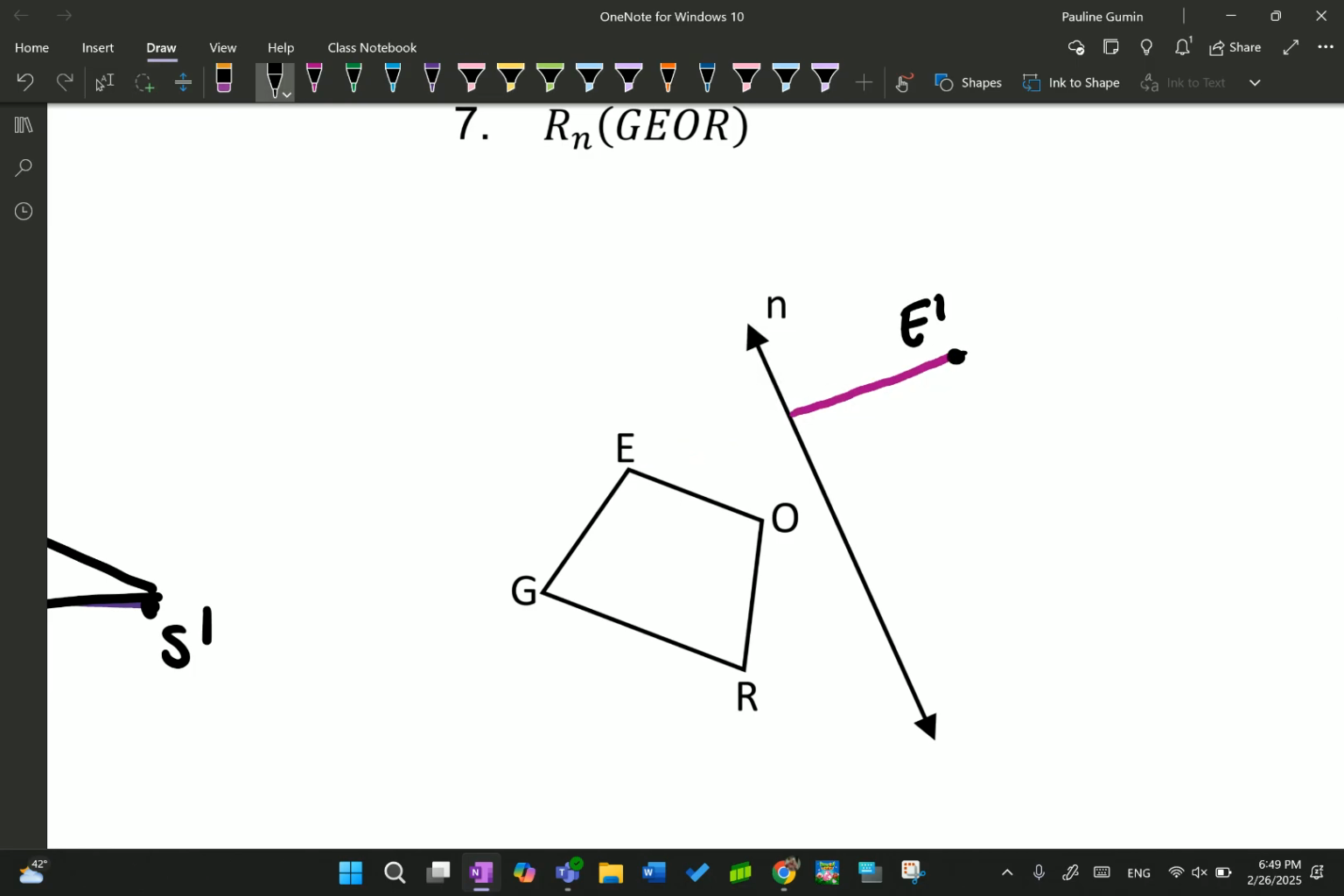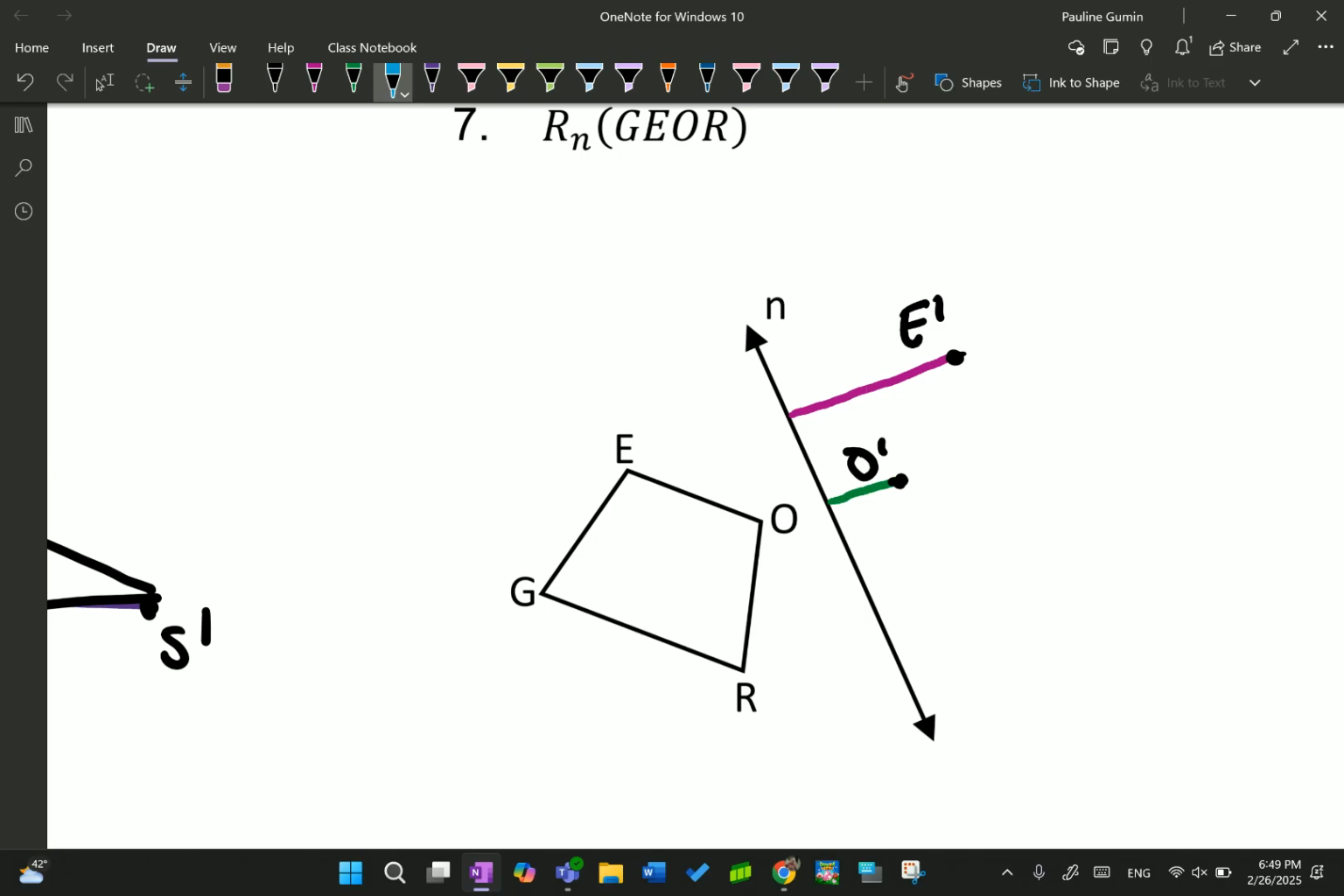E prime. Next, I'm going to connect O to that middle line. Copy and paste that same distance to the other side. Notice how E and O were the closest to like the well, actually, you know what? I'm going to wait to say that to the end. JK? Forget I said it.